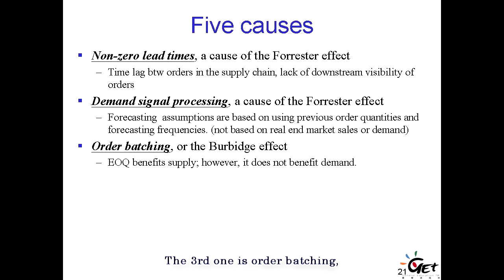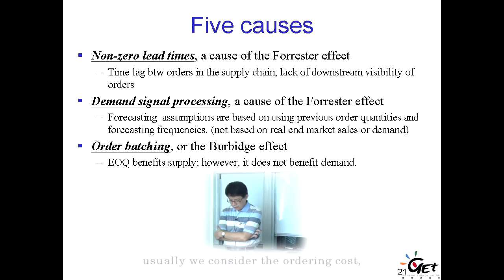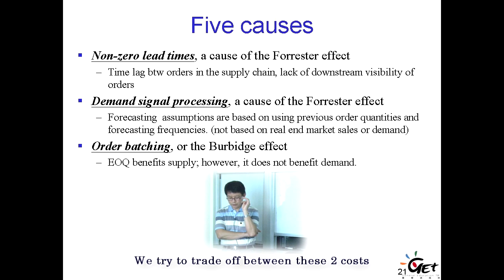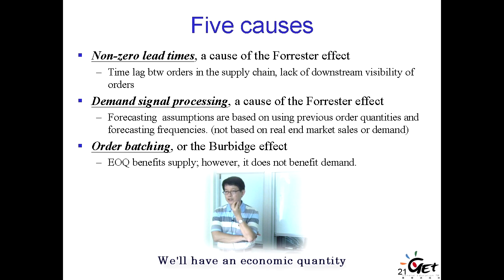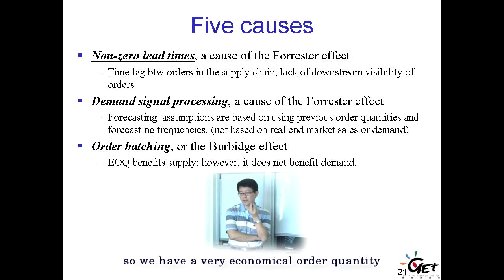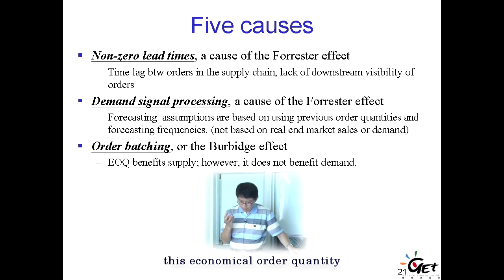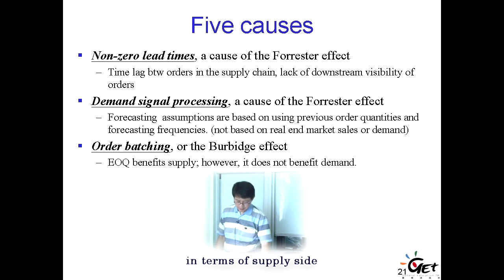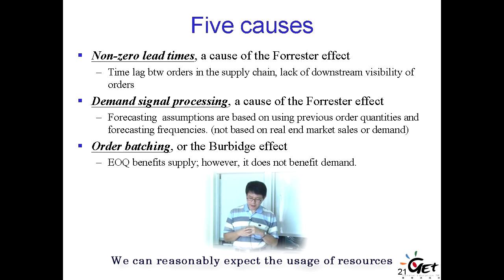The third one is order batching. Order batching means usually we consider the ordering cost and we consider the storage cost. We try to trade off between these two costs. We will have an economic order quantity based on the formula. Okay, so we have a very economical order quantity. However, this economic order quantity will maybe minimize our cost in terms of the supply side. Okay, we can reasonably expect usage of resources.